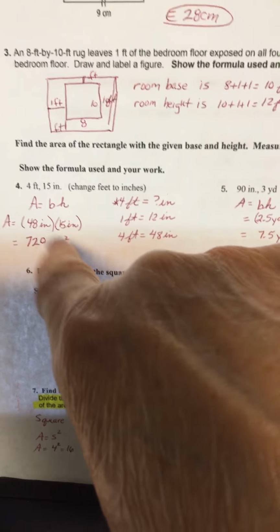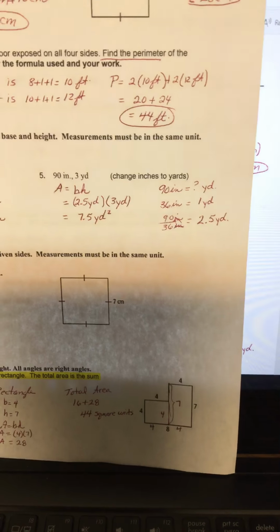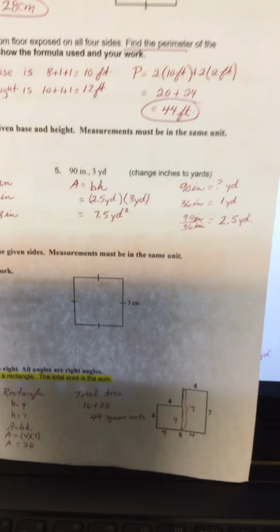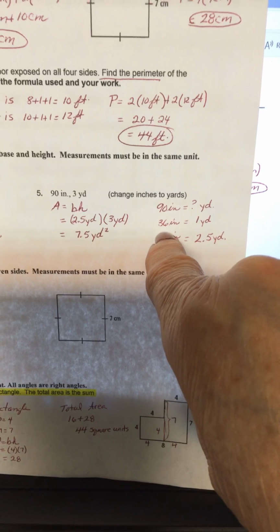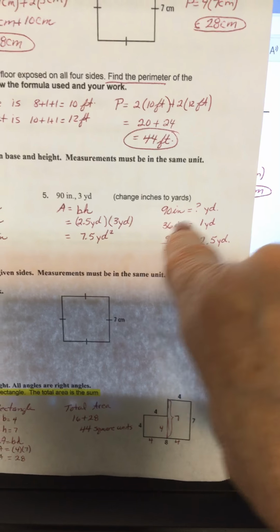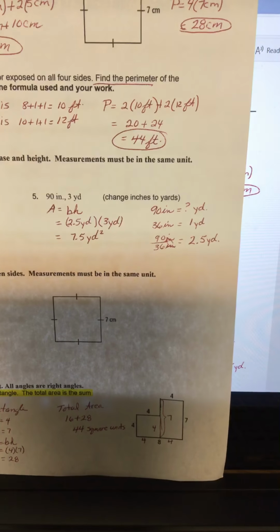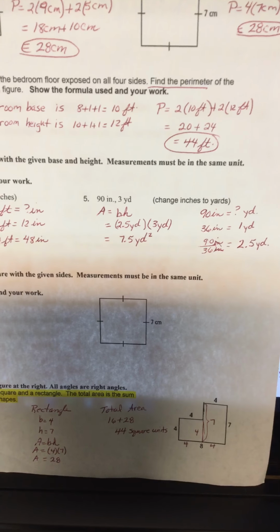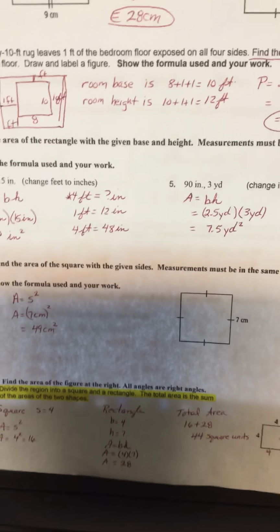Please remember to put that inches square on your area units. Over here we have 90 inches and 3 yards, so there's a discrepancy in the units. So here I have how many yards is 90 inches? Well, in order to change inches into yards, I have to divide by 36 inches because 36 inches is 1 yard. So that gives me 2.5 yards. A base is 2.5. My height is 3, so that's 7.5 yards squared.